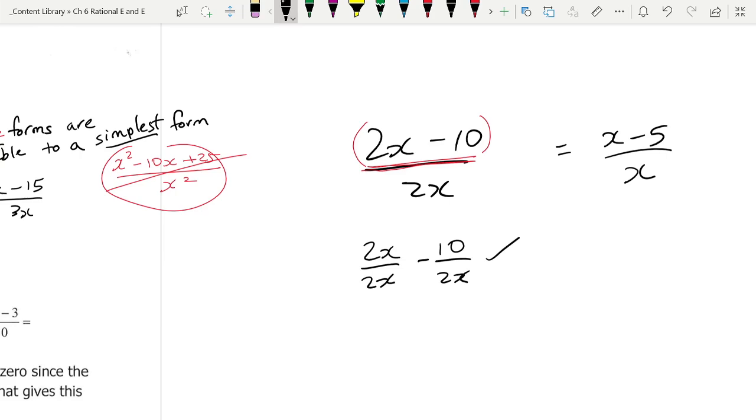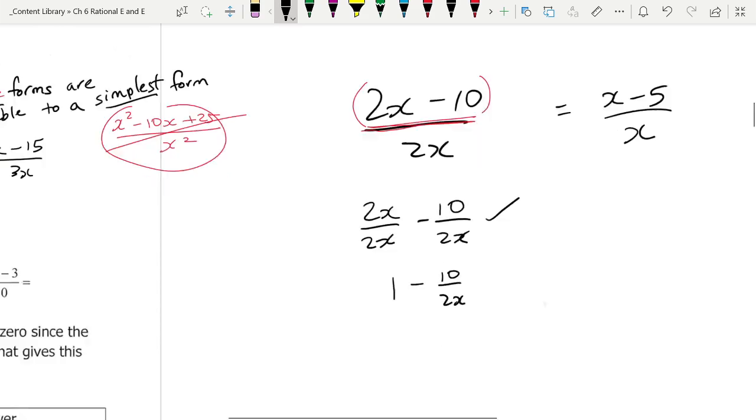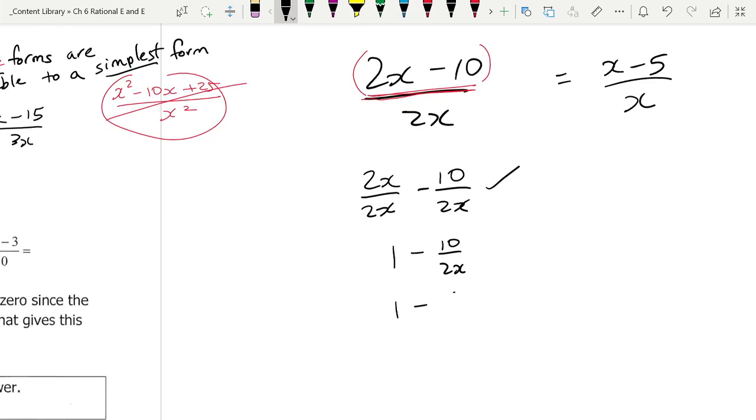That's okay. But of course, it's not really any simpler. It'd be 1 minus 10 over 2x, which is 1 minus 5 over 2x. And I don't know that mathematically I consider that simpler. Do you?